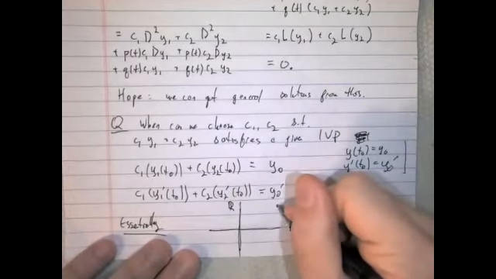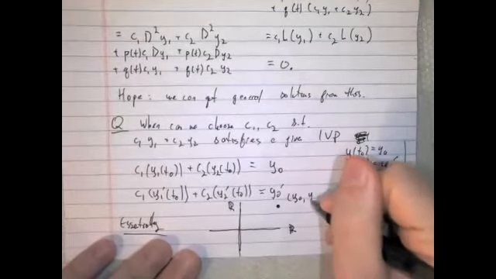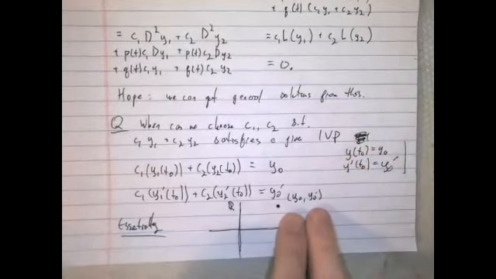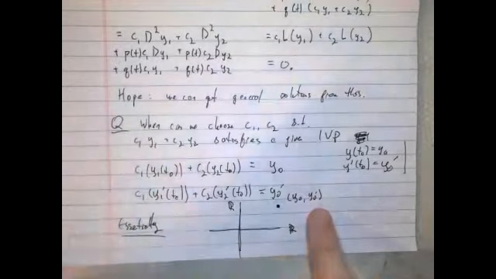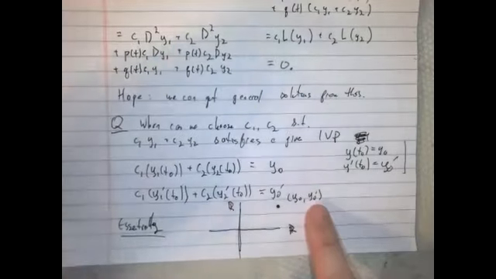And I'm going to put some random point out here, and this is going to be the data, y0, y0 prime, right? It's just two numbers. The first number is the height of the function at some point, and the second number is the slope of that function at that given point, right?